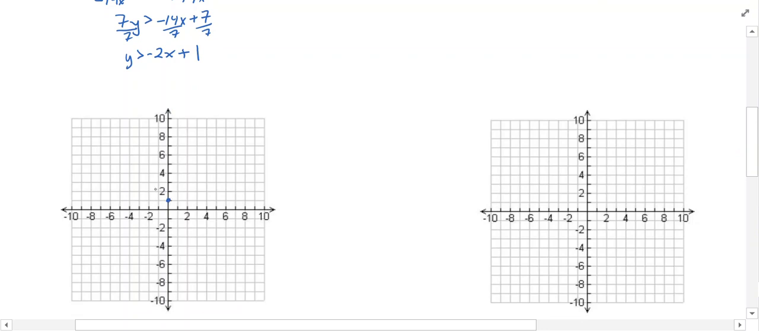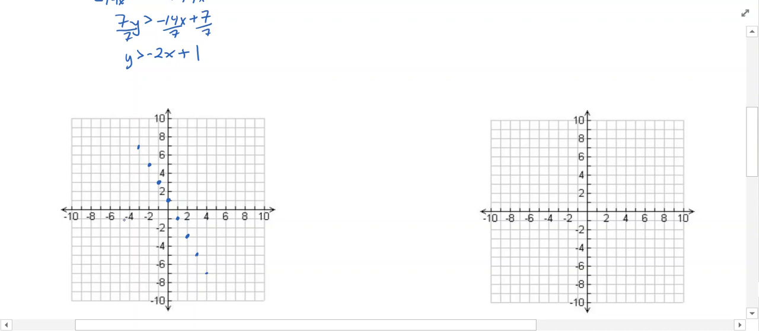So I'm going to go down 2 over 1, down 2 over 1, down 2 over 1. Okay, I can also go the reverse, up 2 to the left 1, up 2 to the left 1, up 2 to the left 1.